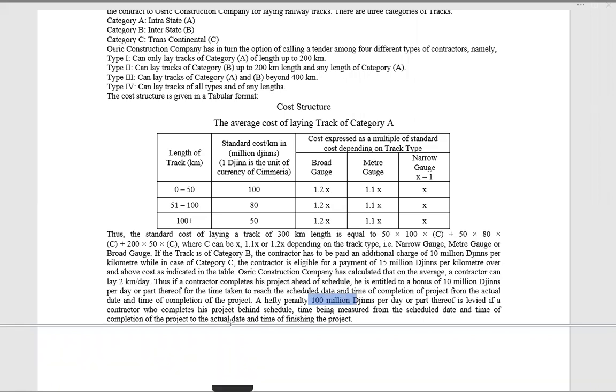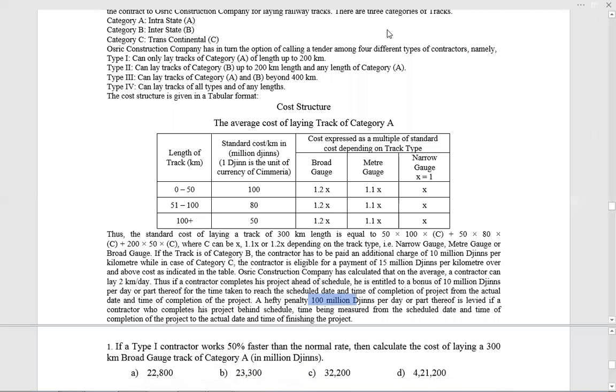Okay, enough data. We have to reconsider it again and again. So let's move to the problems now. First problem. If a type 1 contractor works 50% faster than the normal rate, calculate the cost of laying 300 kilometers of broad gauge for category A. Category A, no extra payment.